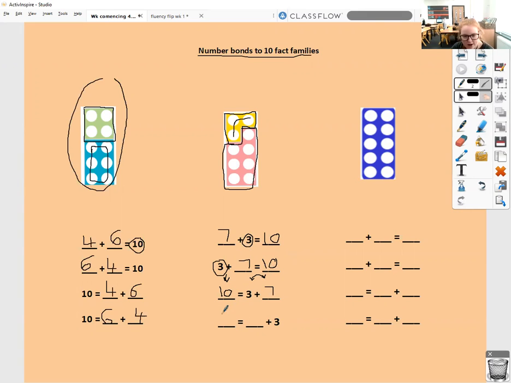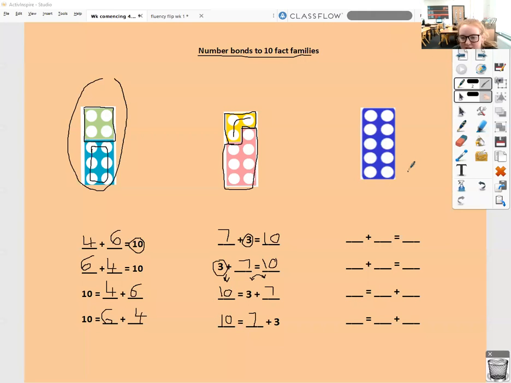Last number bond, starting with my whole. 10 equals, I've got something plus 3. How many more to 3 do I need to add in? I know it's 7. So my four number bonds are 7 plus 3 equals 10, 3 plus 7 equals 10, 10 equals 3 plus 7, and 10 equals 7 plus 3.